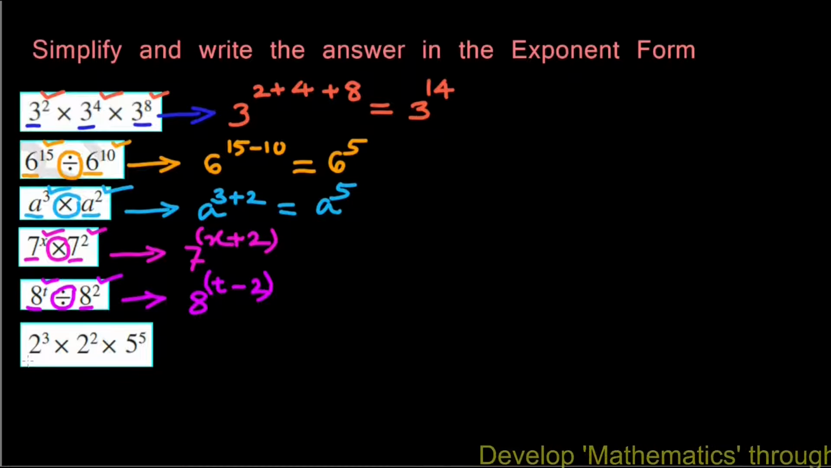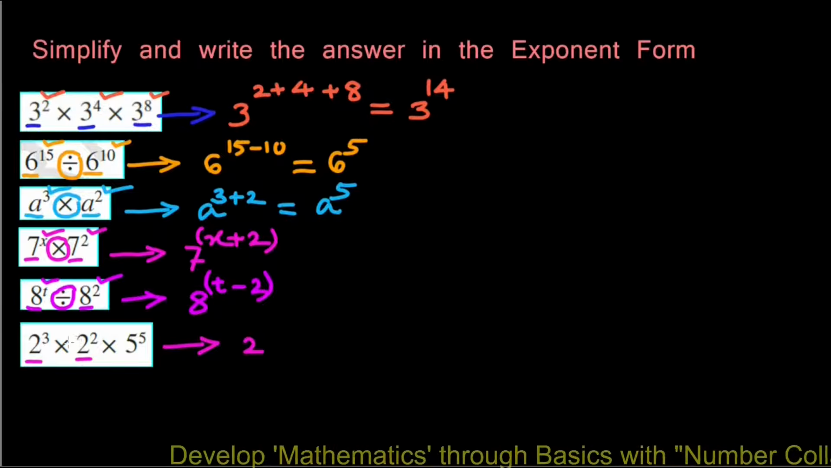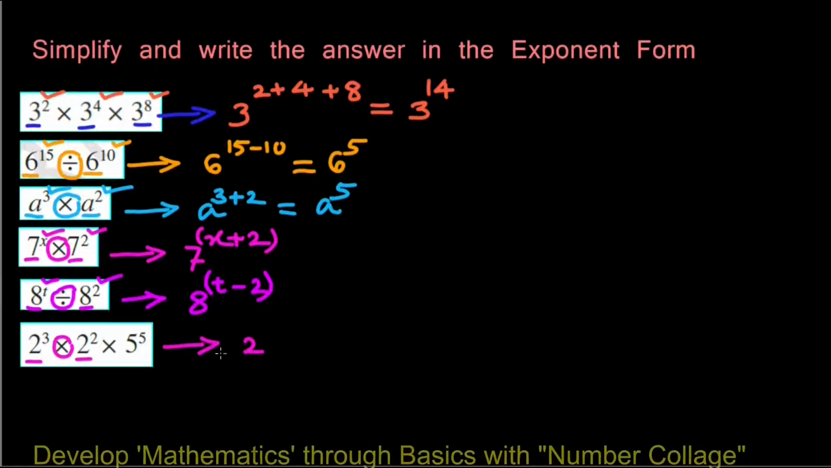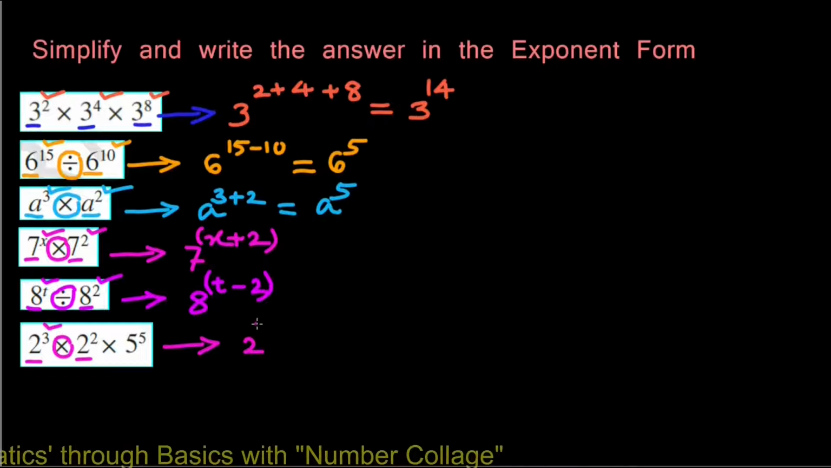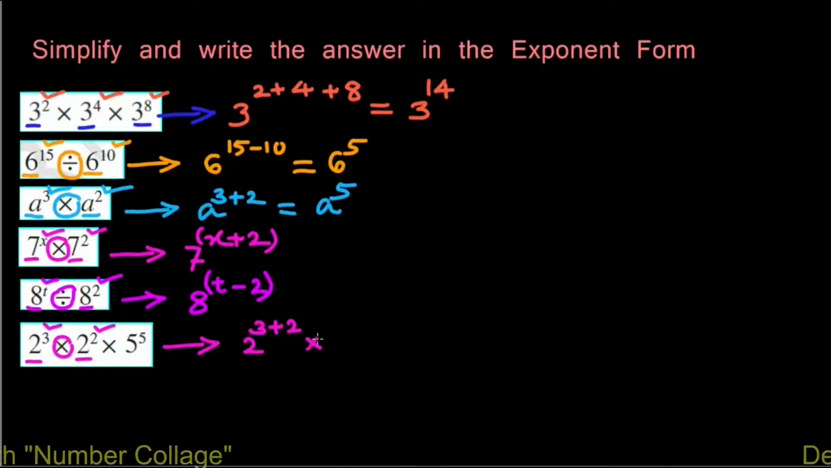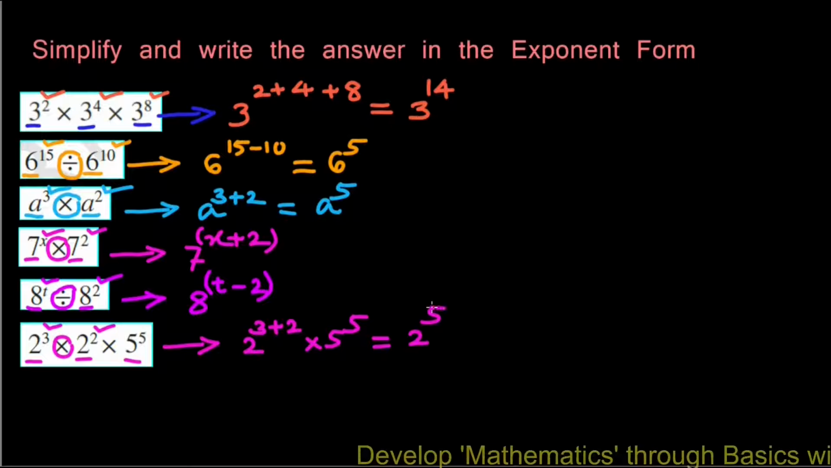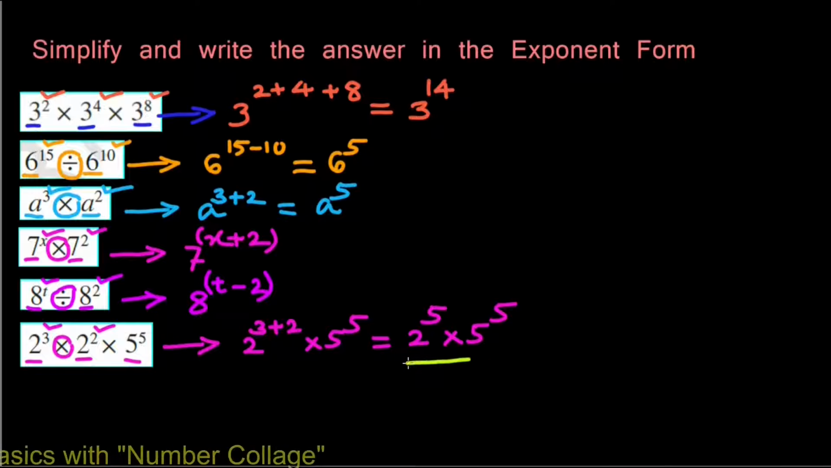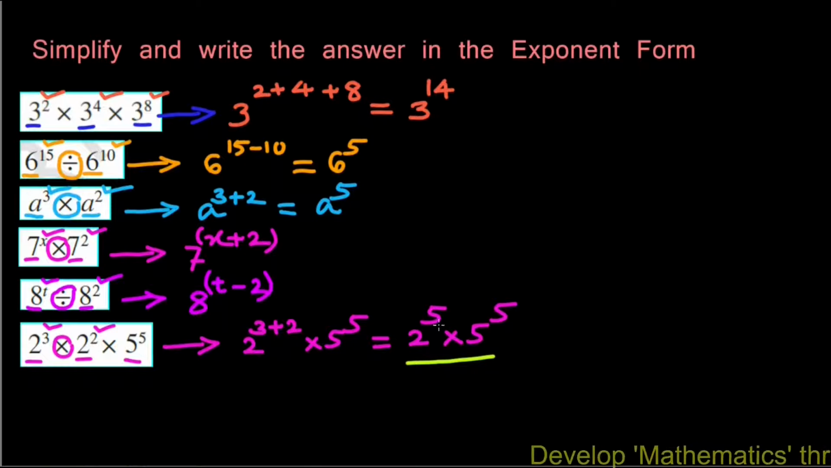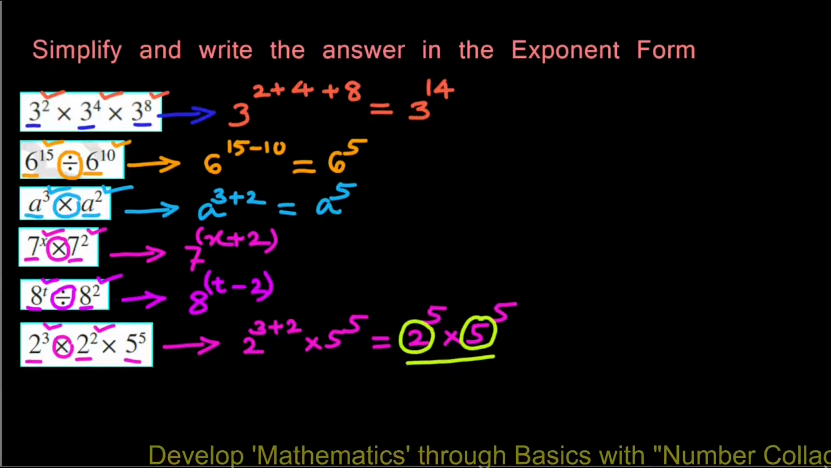For the first two numbers, the base is same. So we write the same base, and since there is multiplication between them, we will raise this same base to the addition of individual powers 3 and this 2, multiplied by, we have to write this 5 raised to 5 separately. So it will be further 2 raised to 5 multiplied by 5 raised to 5. We cannot apply the rule of multiplication here because the bases 2 and 5 are not the same. So we have to keep it as it is.